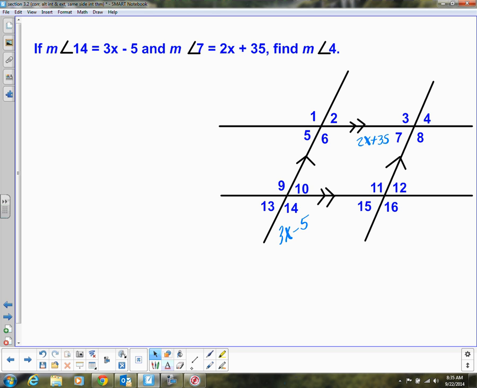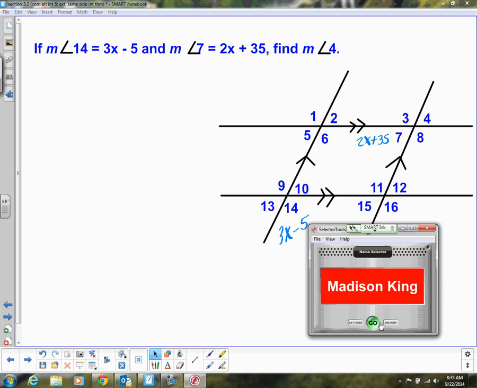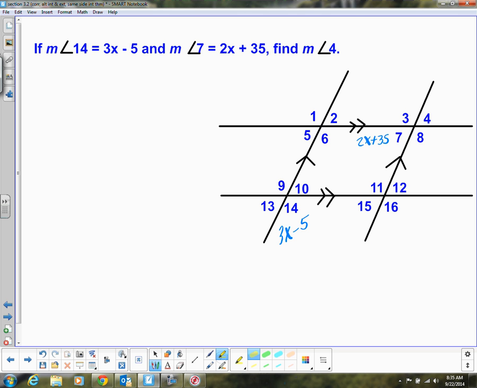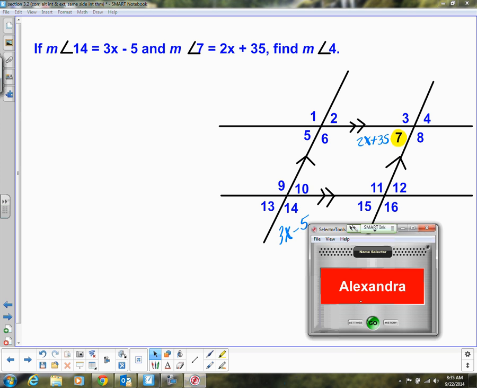So we can either start with 14 or we can start with 7. What are we going to start with, Alexandra? We're going to start with 7. Are we going to move across or are we going to move down? Down. We're going to go down. All right, going down, working with 7.